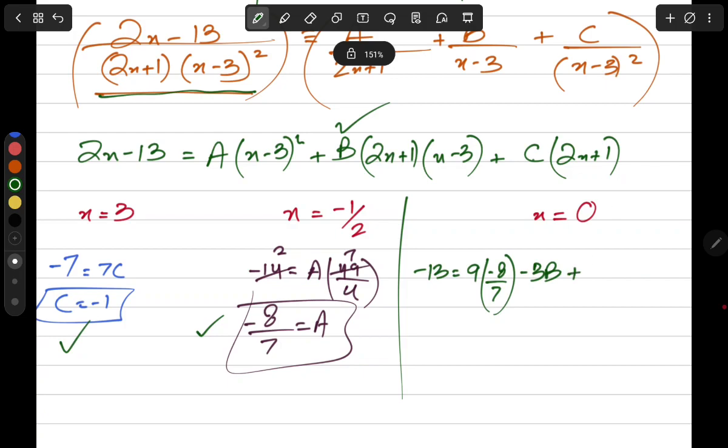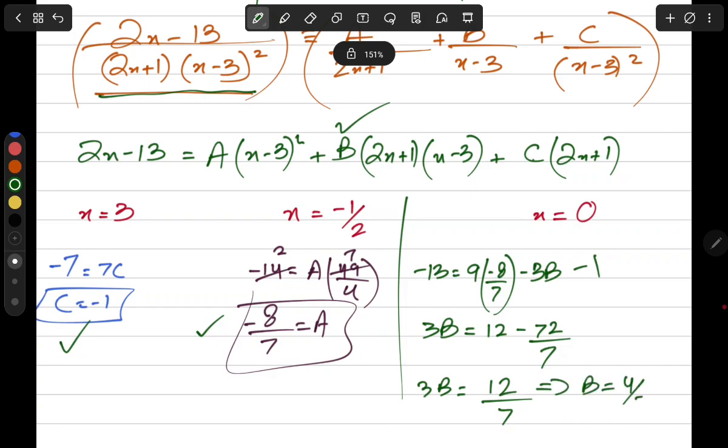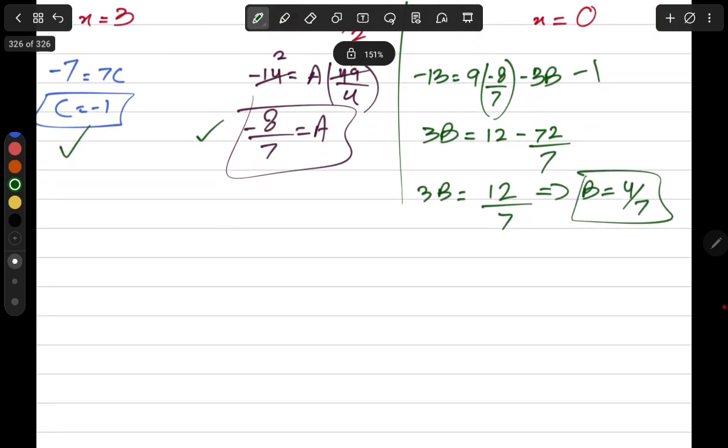And plus c times, so plus c plus c times 1, which is minus c. C is minus 1, so this is nothing but minus 1, right? Now, what do I get? So this becomes 3b is equal to 12 minus 72 over 7, which is 84. So this becomes 12 over 7 is equal to 3b, or therefore b is equal to 4 upon 7, and that's the answer.